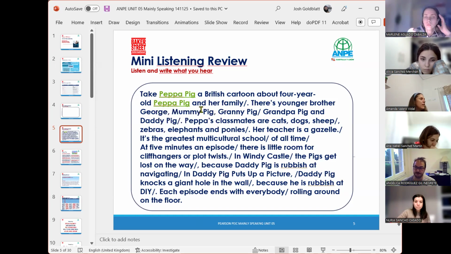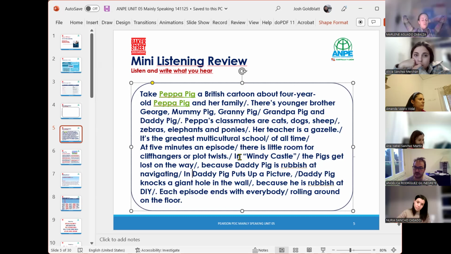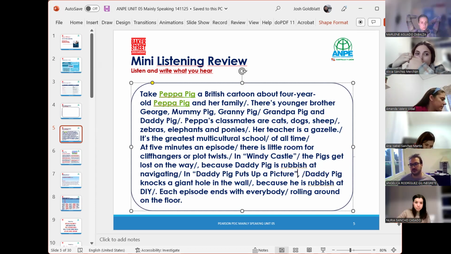But I think the words mummy pig, granny pig, grandpa pig, and daddy pig. Or did you think they were saying something else? No, but in some parts, for example, I didn't understand it was talking about some episodes in particular. Okay, fair enough. So Windy Castle should probably be in Windy Castle, a particular place where they went. In Daddy Pig puts up a picture. Yeah, okay, that's fair enough.